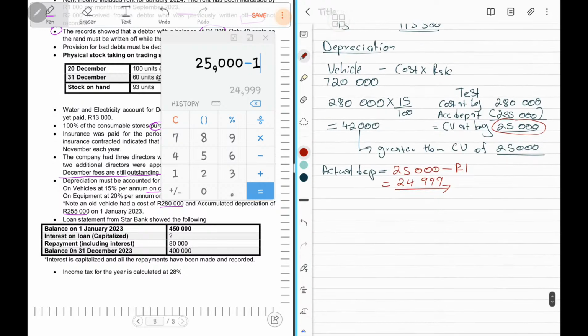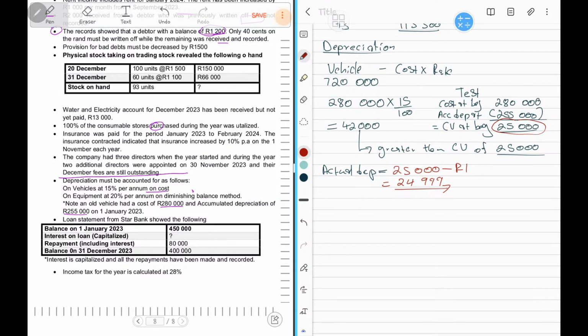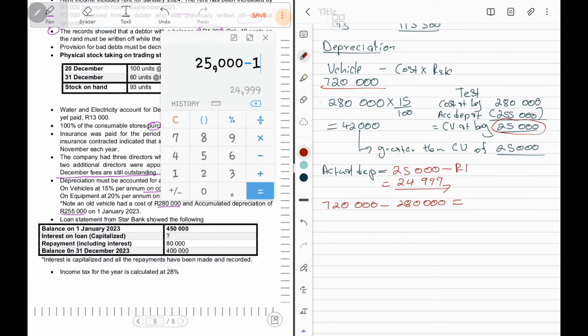Okay, then now to calculate the one that did not exceed its useful life. So if you check there, the amount was 720. So now we want to find the one that did not exceed its useful life. So we're going to say 720, then we're going to subtract how much? We're going to subtract 280. Then that gives us how much? So vehicle 1, this is vehicle 2. So we're going to say 720,000 minus 280,000.